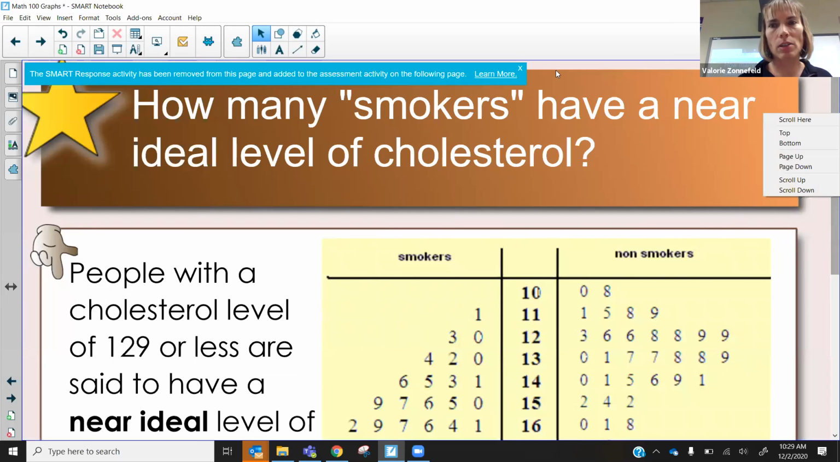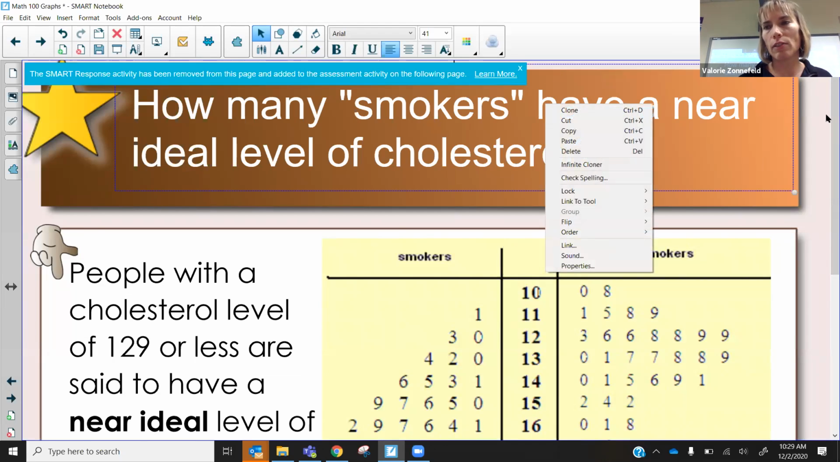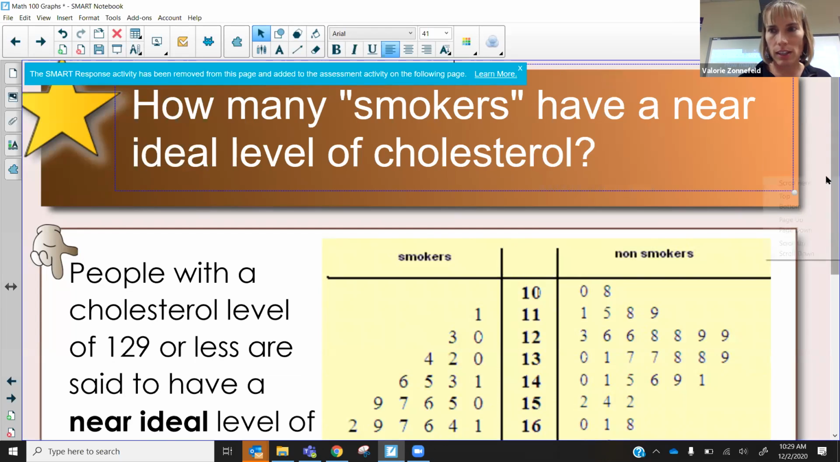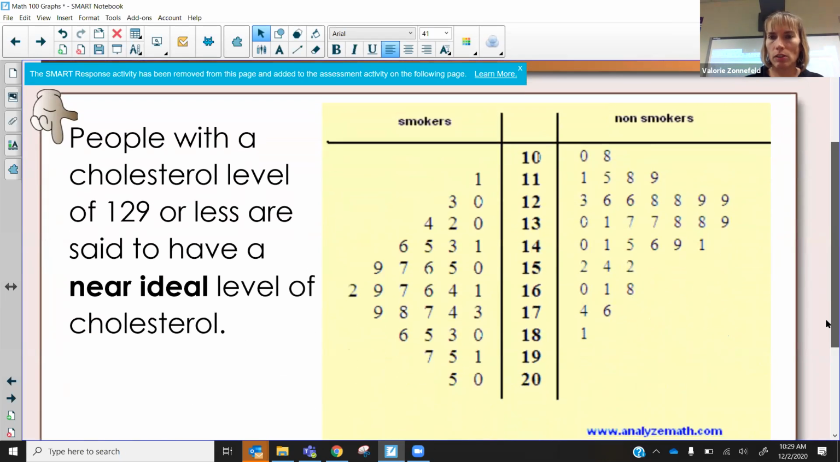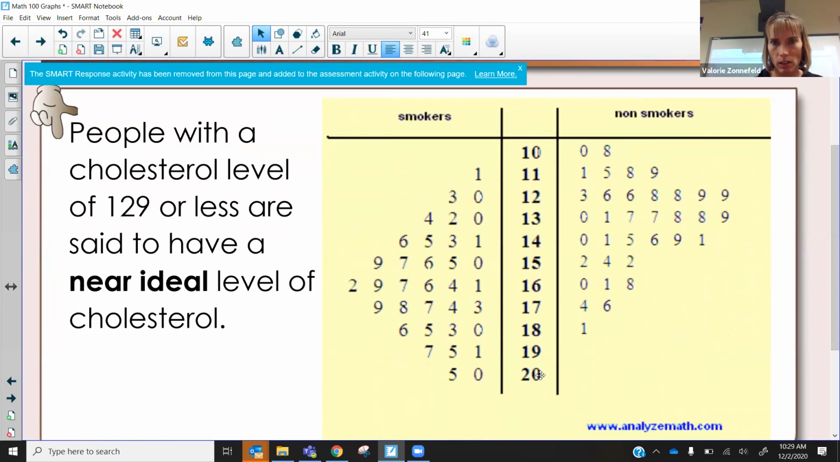So here what we're gonna look at is how many smokers have a near ideal level of cholesterol. So if I look at this, it is a double stem and leaf plot because we have our smokers on the left side and we have our non-smokers on the right, and our stems are down the middle.